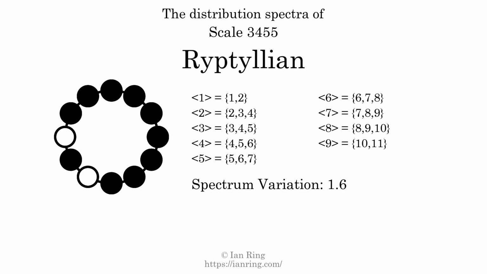The spectrum variation is the sum of all the widths divided by the number of tones. The spectrum variation of this scale is 1.6. Since the variation is greater than 0, this indicates that the scale is not perfectly even. The highest spectrum width is 2. Since this is greater than 1, we know that this scale is not maximally even.